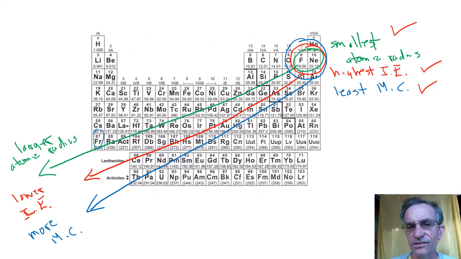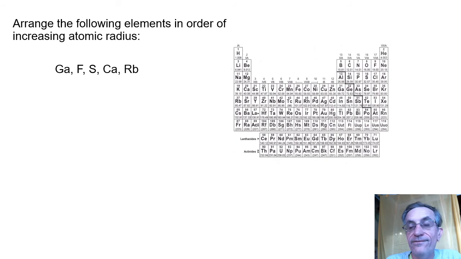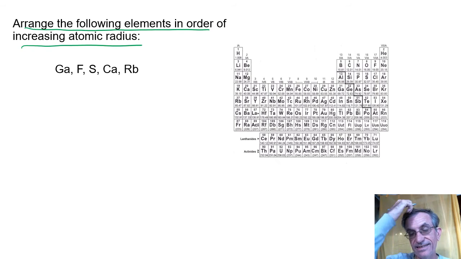Maybe I'll do one to get you started and I'll give you a couple to think about. Okay, so the whole point of learning about these patterns, these periodic trends, is that you can make some predictions about atoms just by looking at the periodic table. So one, again, is the size of an atom. The size of an atom, we usually call that the atomic radius. So this question here, they want me to arrange the following elements in order of increasing atomic size.